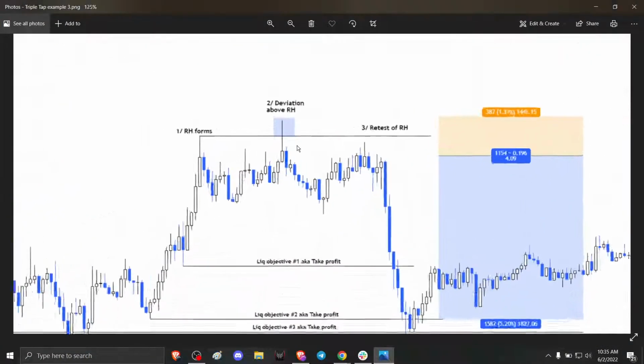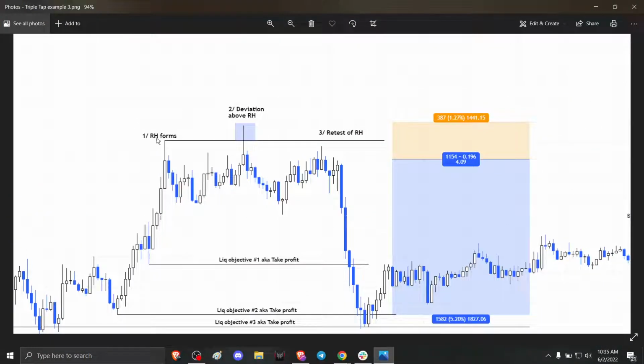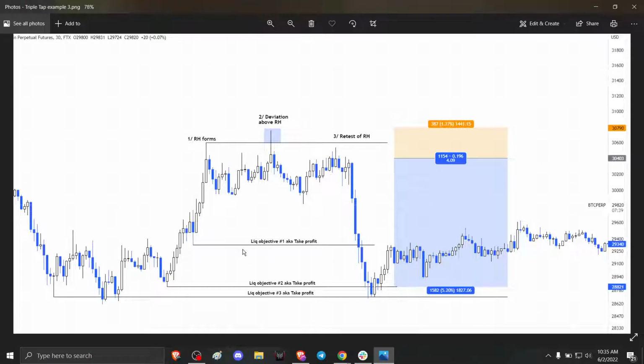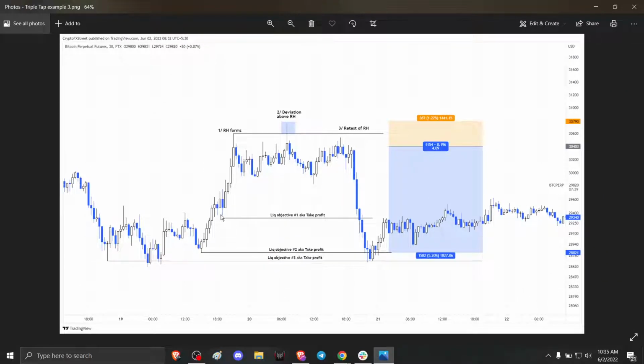Right, so in this example, you can see there was a good range low, the range high that was formed, and then there was a deviation above the range high, followed by a failure to retest the actual range high, but that's given. That's a deviation that usually happens, right? So here the liquidity objectives are this swing low that was formed here, right?